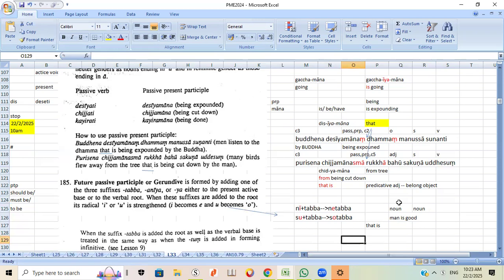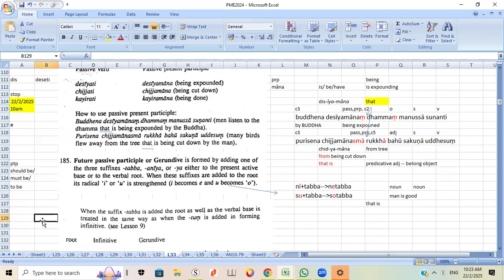But okay, because we don't pay attention to it, we won't know. Most of the time, we don't pay attention.